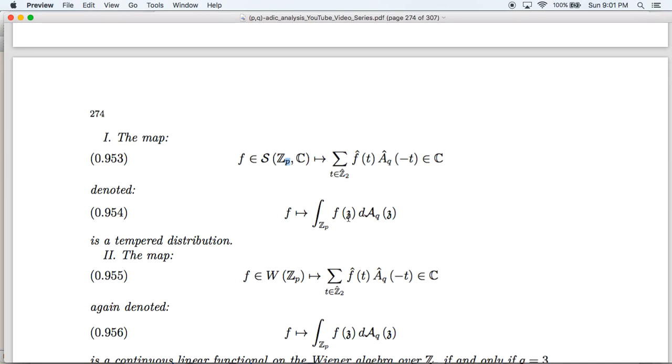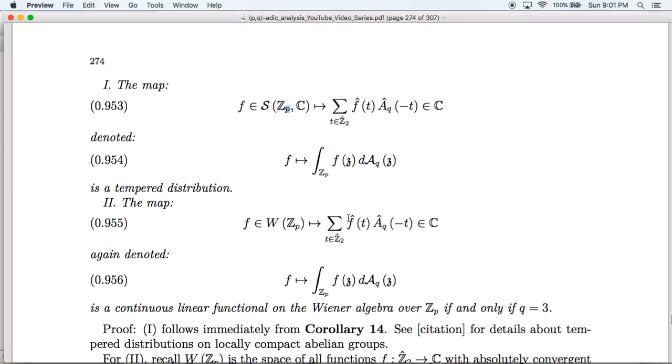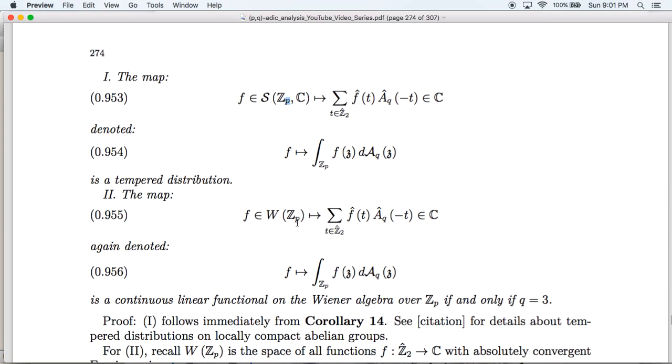This is then going to be a tempered distribution, in the sense that it's a continuous linear functional on the space of two-adic Schwartz-Bruhat functions. And if we remember that W of Z_2 is the Wiener algebra over Z_2, which is the set of all complex valued functions on Z_2 whose Fourier series representations converge absolutely, then this recipe will give us a continuous linear functional on the two-adic Wiener algebra if and only if q equals 3.